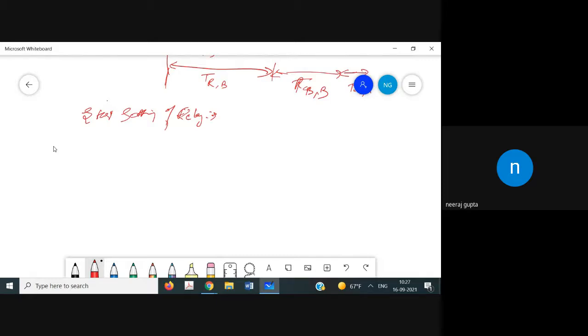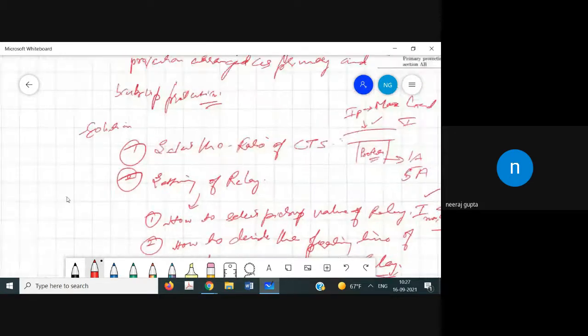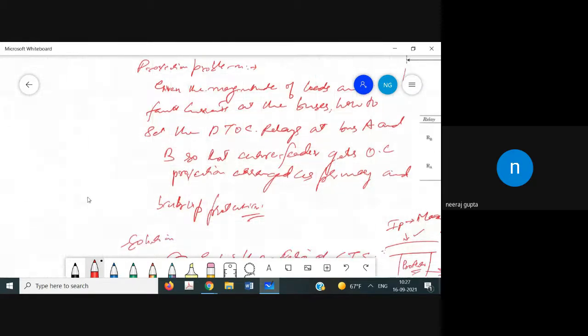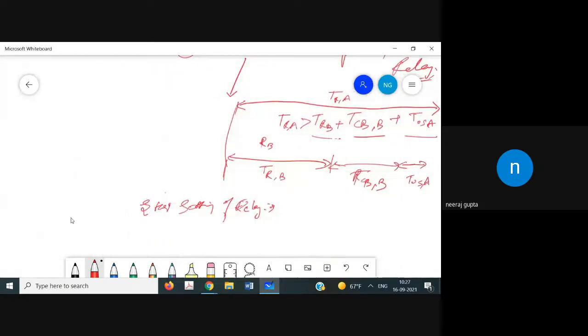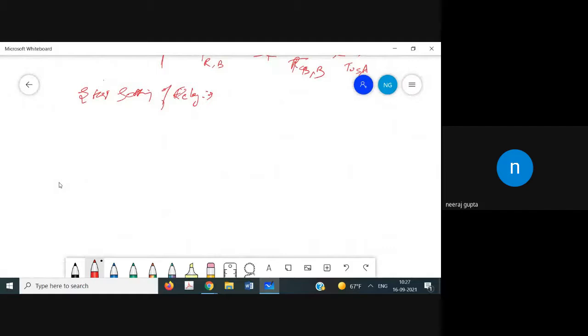Why do we start at the tail end of the system? Because this relay B doesn't have any relay to coordinate with. So that's why we start the setting at relay B. This relay at the end of the radial feeder can operate without any delay. There is no delay involved, and it doesn't have to coordinate with any other relay.